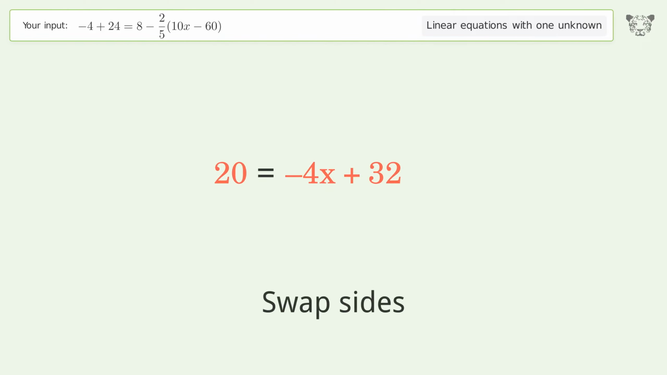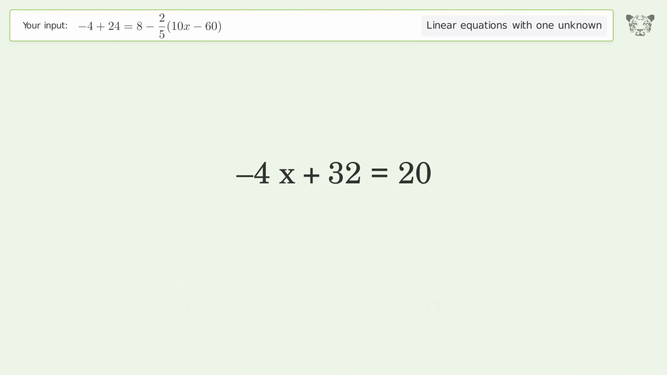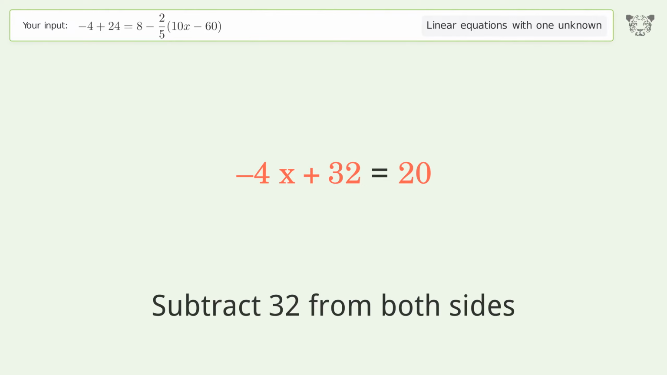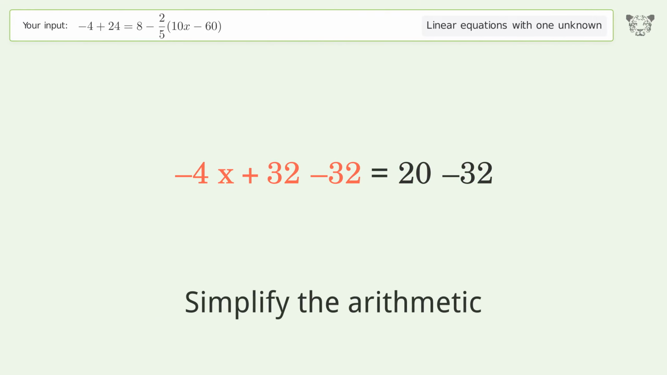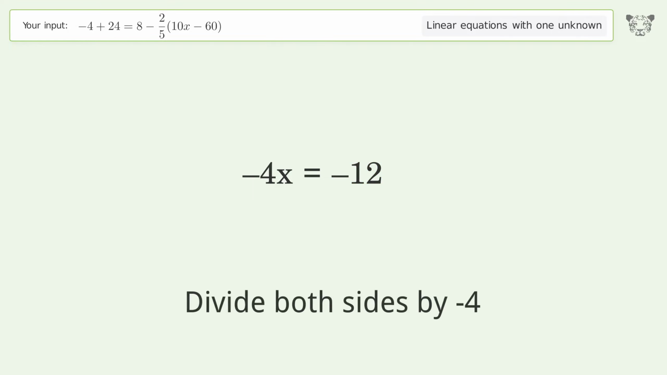Swap sides. Group all constants on the right side of the equation. Subtract 32 from both sides. Simplify the arithmetic. Isolate the x. Divide both sides by -4.